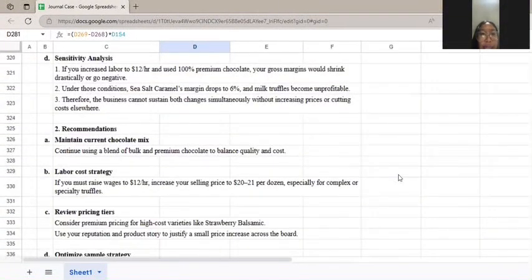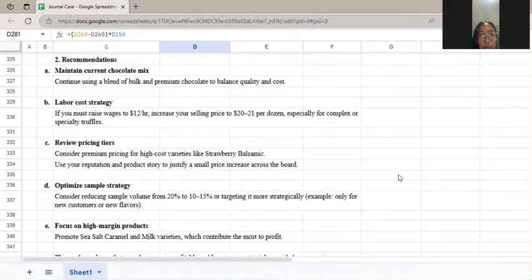Okay, and D is sensitivity analysis. The first, if you increase labor to $12 per hour and use 100% premium chocolate, your gross margin would shrink drastically or go negative. Number 2, under those conditions, sea salt caramel's margin drops to 6% and milk truffles become unprofitable. And the last is, therefore, the business cannot sustain both changes simultaneously without increasing price or cutting costs elsewhere. And we move to the recommendation.